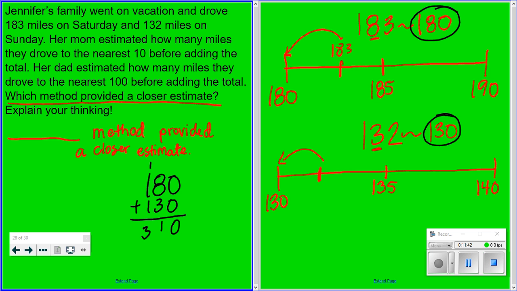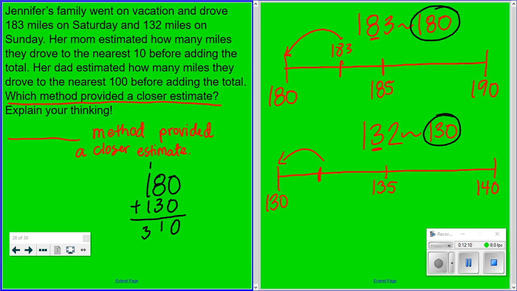So Mom thinks they went about 310 miles. That's a lot of miles. Yeah, but all the way from California to. So wait, are we done? No. What do we have to do now? What's the next step? Ethan, what's our next step? We now need to add that. Now we need to figure out Dad's.